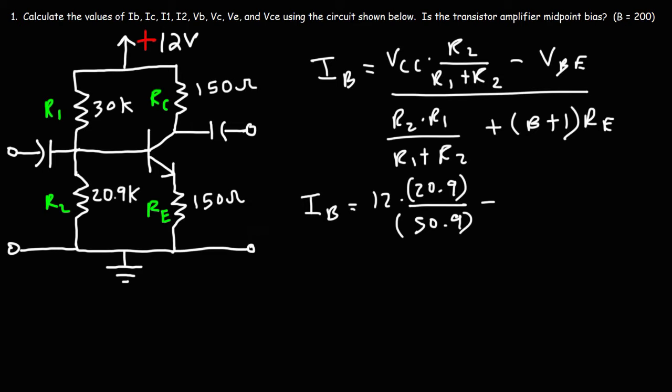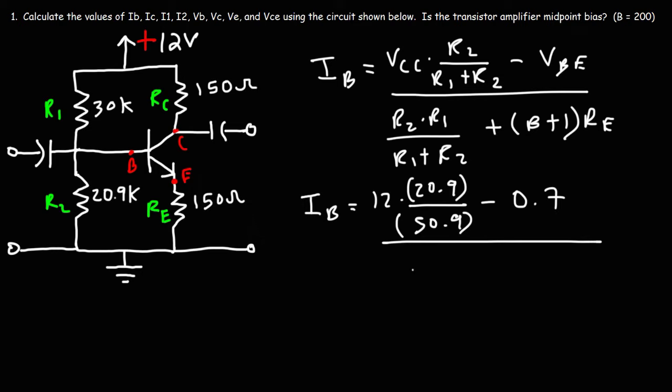VBE, the potential between, let's call this point E, point B for the base of the transistor, and point C for the collector. The difference between the potential at point B and point E is 0.7 volts. That's the voltage drop between the base and the emitter of an NPN transistor. It can vary between 0.6 and 0.7, but in this video we're going to use 0.7.